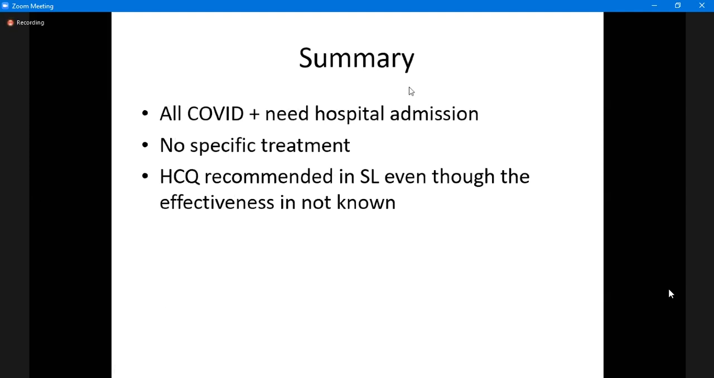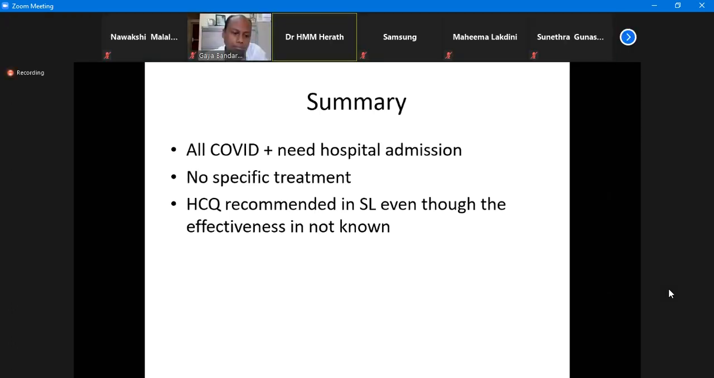So in summary, at present, all COVID-19 patients need hospital admission to a COVID treatment center, and no specific treatment is found to be effective. And at the moment, I think the only drug which has shown some promise is remdesivir, which is one of the antiviral agents. And even though HCQ is recommended in Sri Lanka, it is not found to be effective in most of the studies. Right, thank you.